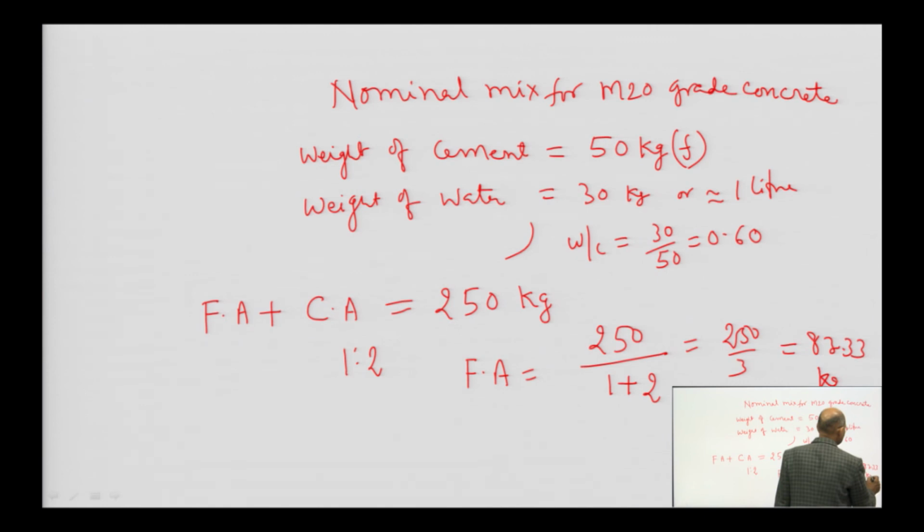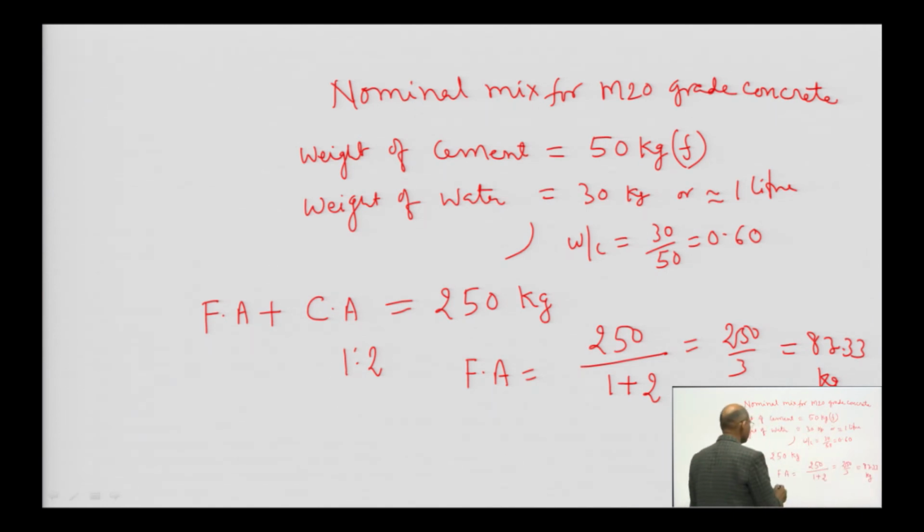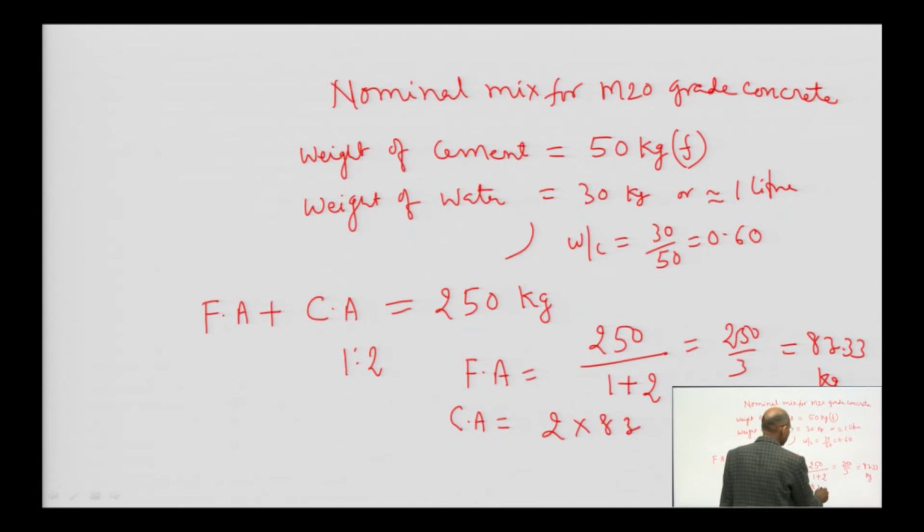So, this will come to 83.33 kg. So, what will be the coarse aggregate? The amount of coarse aggregate will be equal to 2 times 83.33. So, this will become 166.67 kg. This is for 1 bag. So, what is the amount of water? 30 kg. So, like this we have to take these amounts.